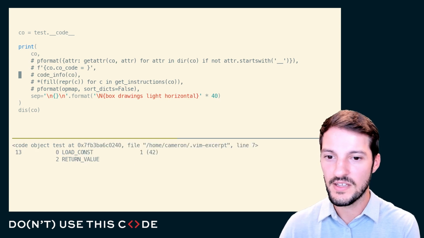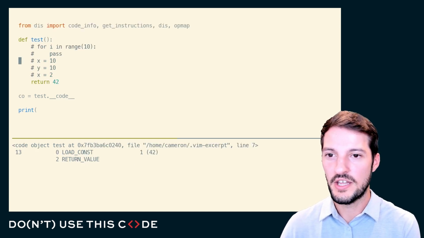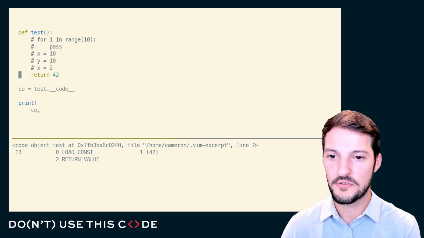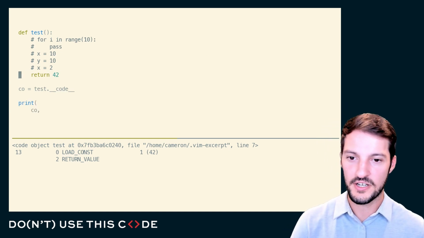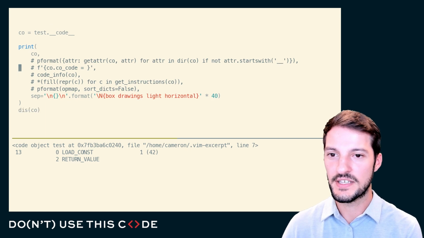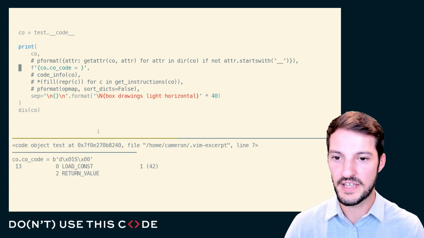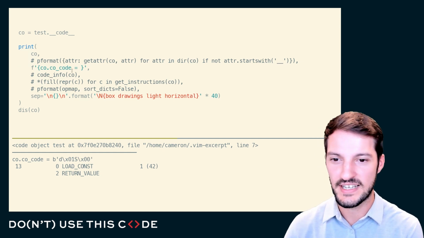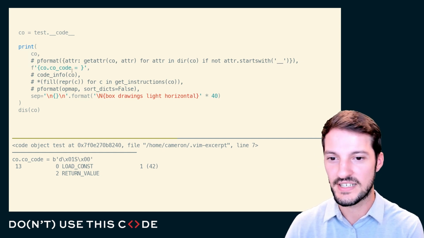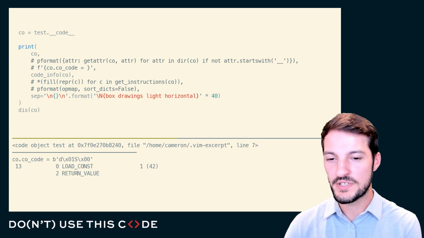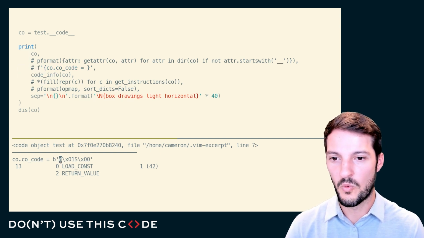Well, you can see here when I run just this very basic function, all it does is return 42. We get that same idea. We're loading a constant, returning a value. And if I inspect the code itself, you see that I end up with this byte string, right? d\x01 s\x00, and we start to see a pattern. We see this pattern of one ASCII character followed by 2 bytes.